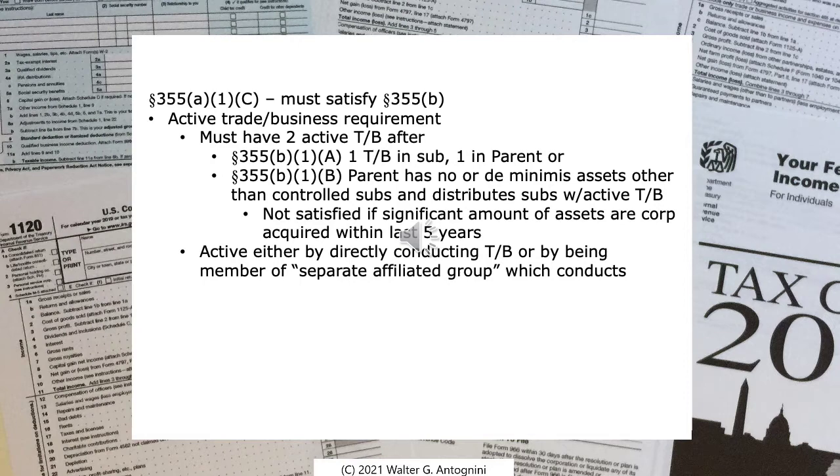You should also note that under the regs, the parent can have a de minimis amount of assets other than stock or securities in controlled corporations. So there's a little bit of leeway there under the regulations. Further note that this second possibility is not satisfied if a significant part of parent's assets includes stock or securities in a corporation which conducts a trade or business, but that corporation was purchased within the last 5 years.